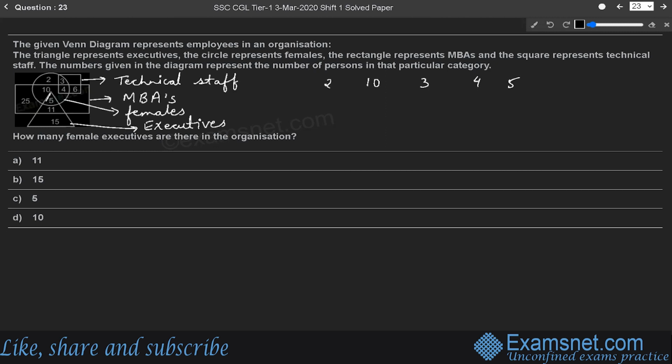So this particular portion will be the intersection part here. This is the intersection for females and the executive. So we can say that the number of female executives in the organization is 5. So for this question, the correct option will be option number C here. And remember that this is the intersection portion here, which is 5. So I hope it is clear to you that the number of female executives are 5 in the organization.